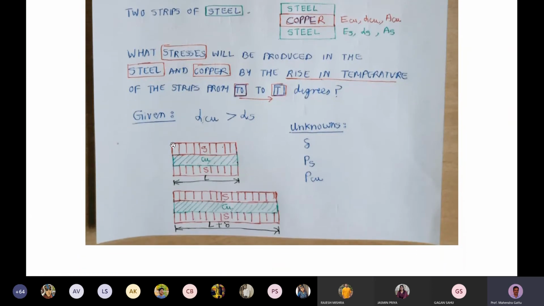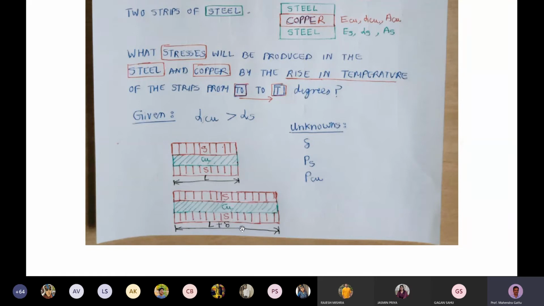So here we have the initial configuration. This is steel, copper, and steel. The initial length is L, and the temperature is increasing from T0 to T. So this is the final length of the bar, L plus delta. So we have the expansion in steel, the expansion in copper, and also the expansion in the steel and copper together.